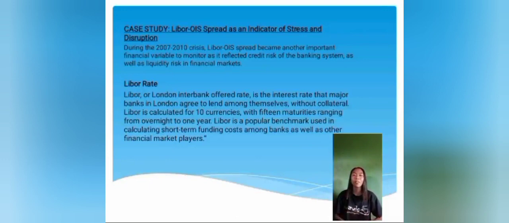Good day, ma'am. I will be the one to continue our report, and my assigned topic is Case Study: LIBOR-OIS, or Overnight Index Swap, spread as an indicator of stress and disruption. During the 2007 to 2010 crisis, the LIBOR-OIS spread became another important financial variable to monitor, as it reflected the credit risk of the banking system as well as liquidity risk in financial markets.